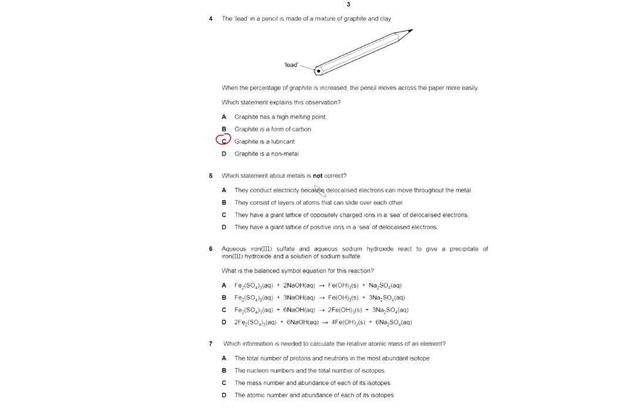Number 5, which statement about metals is not correct? They conduct electricity because delocalized electrons can move through the metal. They consist of layers of atoms that can slide over each other. They have a giant lattice of oppositely charged ions in a sea of delocalized electrons. They have a giant lattice of positive ions in a sea of delocalized electrons.